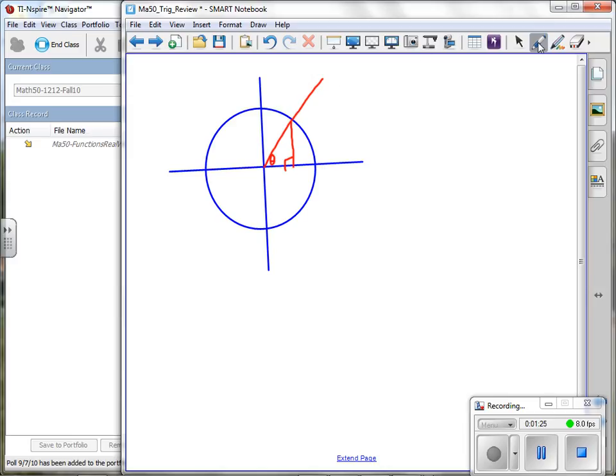Now, we know that the radius here is a unit circle, so we'll call that 1. We know then that this point right here, if we're on a coordinate plane, is the point 1, 0. We can go up here and call this 0, 1, negative 1, 0, and down here 0, negative 1. We know that information.